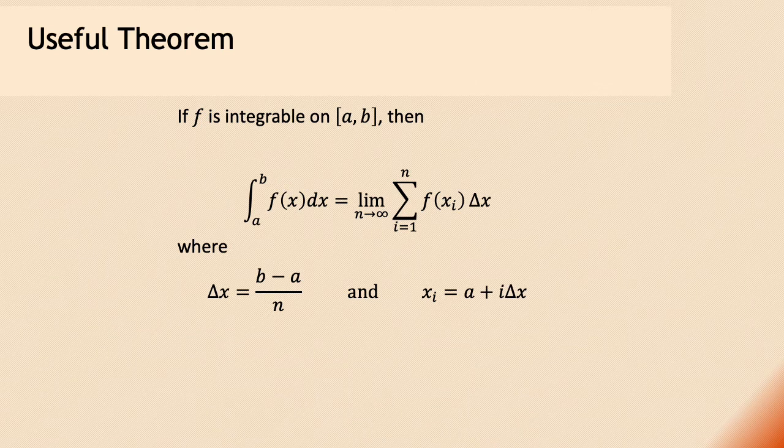And remember that delta x is b minus a over n. That gives you the width of each rectangle. And any particular x value you can find by taking the beginning of the interval, that is a, whatever that value is, and adding i, so whichever rectangle you're on, times the width of a rectangle. And that will get you the x value where you are at the current moment.